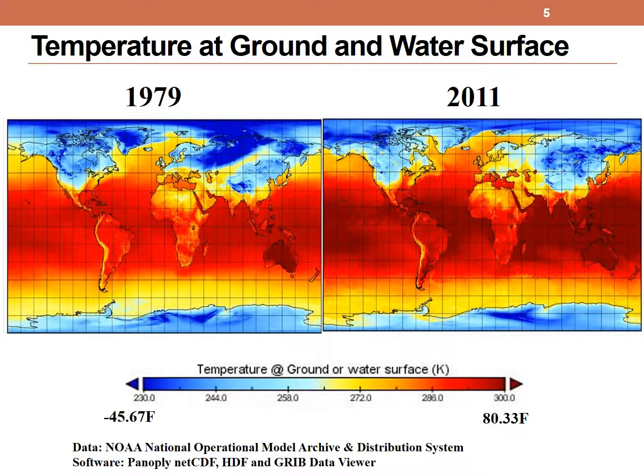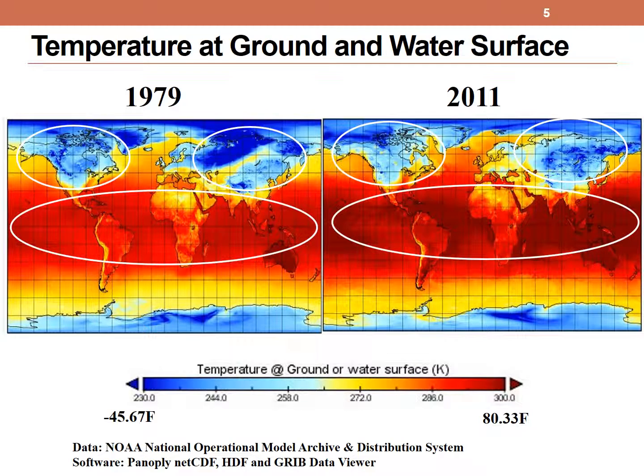What you see here are the temperatures at ground and water surface between the years of 1979 and 2011. This data was collected by the National Oceanic and Atmospheric Administration, and the software is one from NASA called Panoply Data Viewer. Now, what you can note is that there are huge changes in the temperatures, both in the northern hemisphere as well as the equator. The more red an area is, the more significantly affected it has been by rising global temperatures.